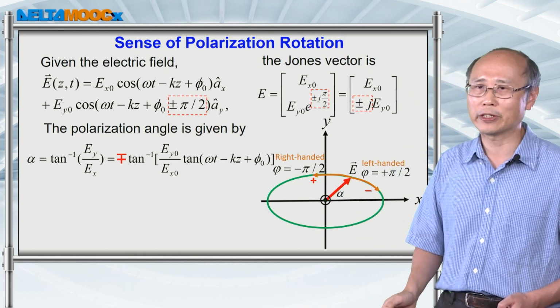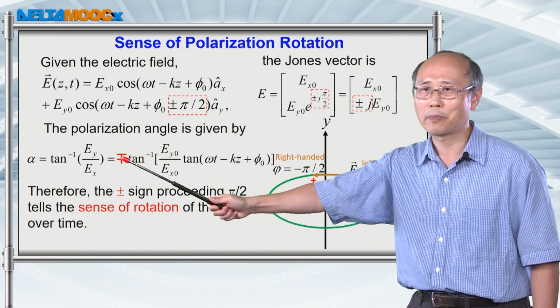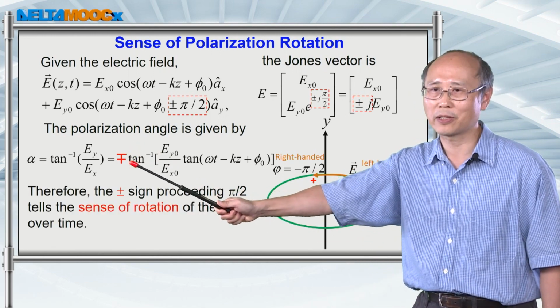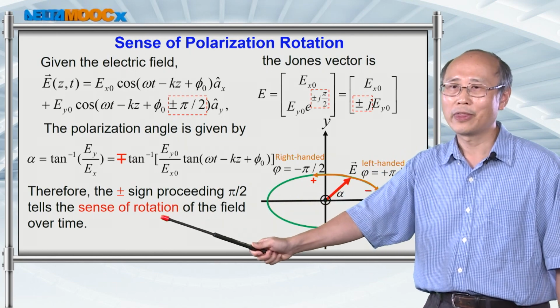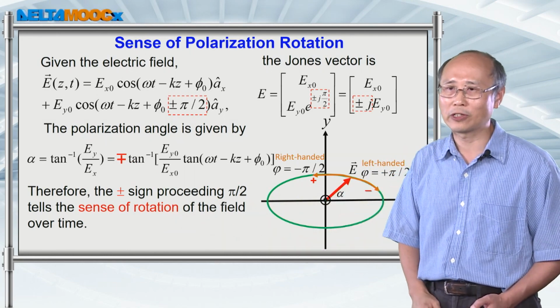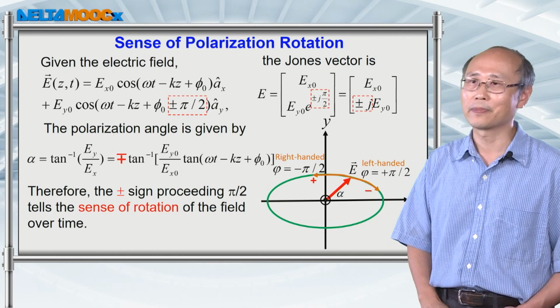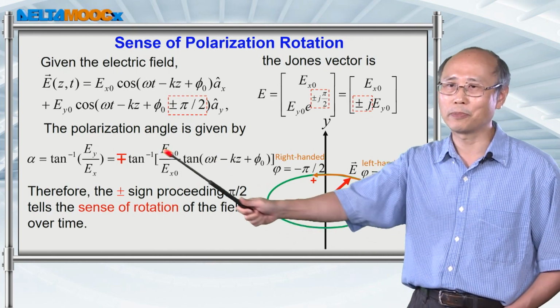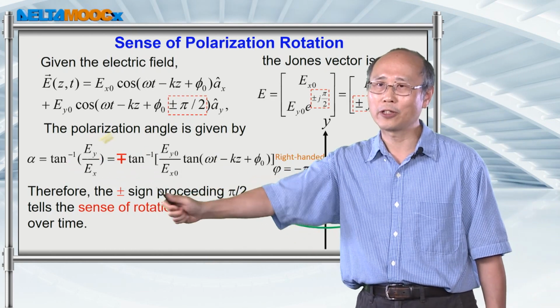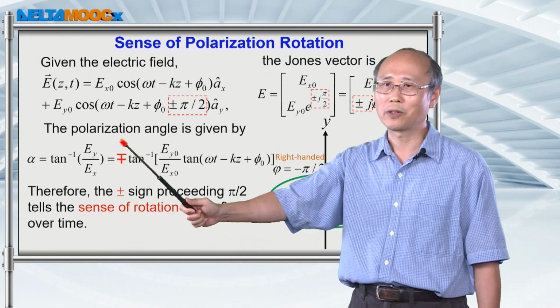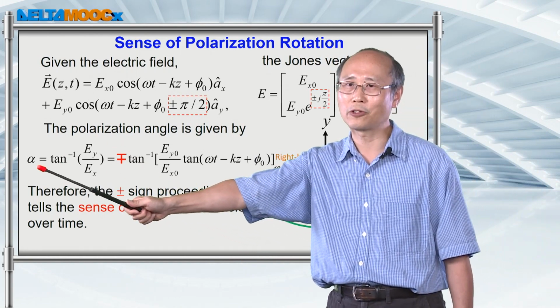So a short conclusion is that this plus minus sign, minus plus sign, tells you the sense of the rotation of the electric field over time. And you have to be careful about the rotation direction when you want to tell people how the electric field will change over time.